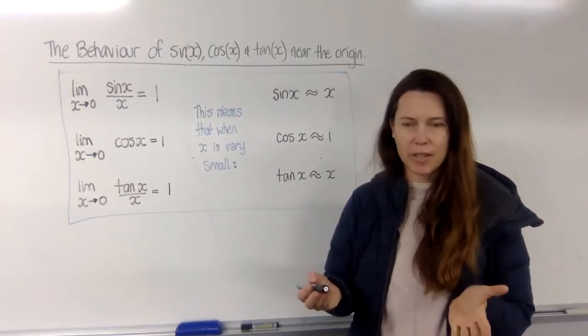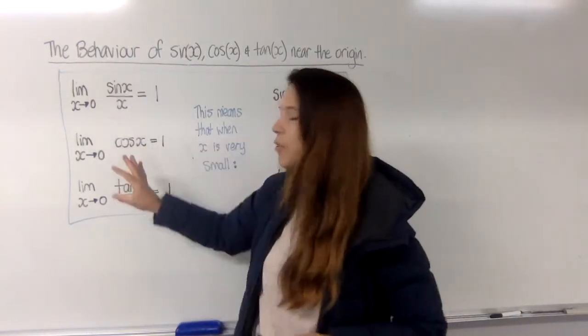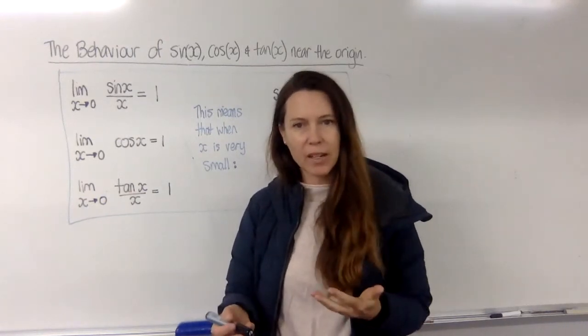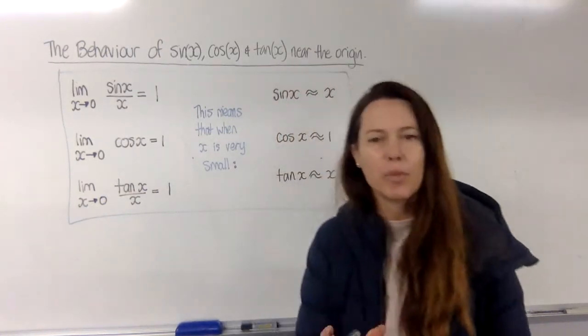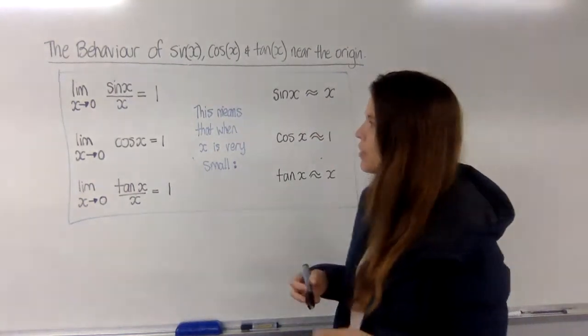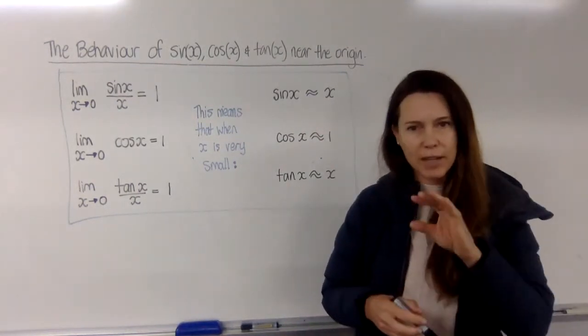Now we just considered the gradient of the sine curve and the tan curve when they're very close to the origin, and we found that that gradient is actually 1. Now we haven't had a proof for it yet, but let's just hold that in our minds so we can see what we can do with this piece of information. Now gradient is rise over run.